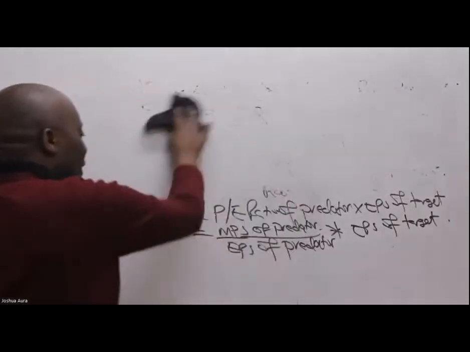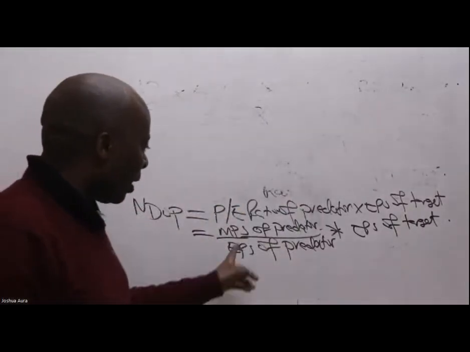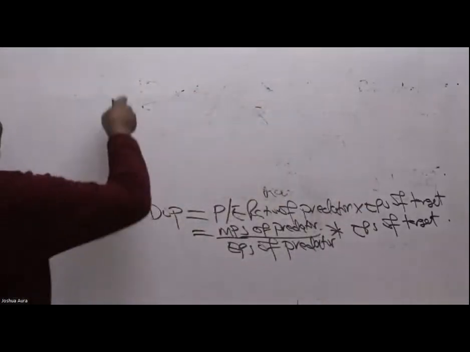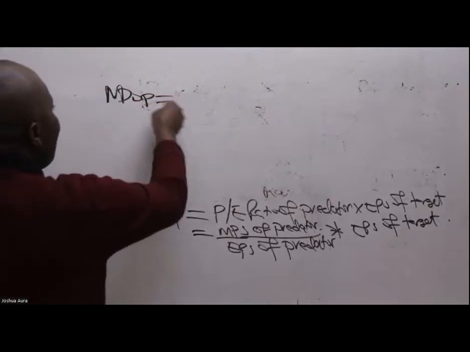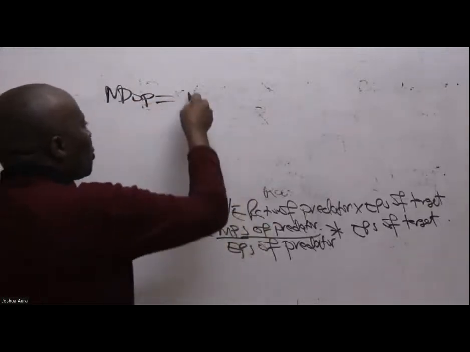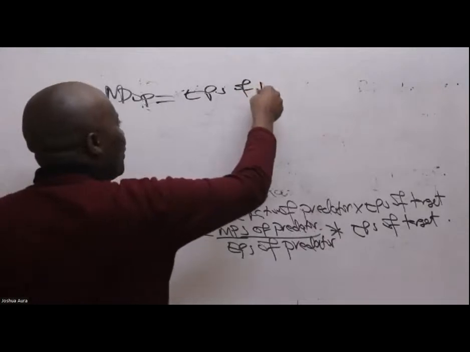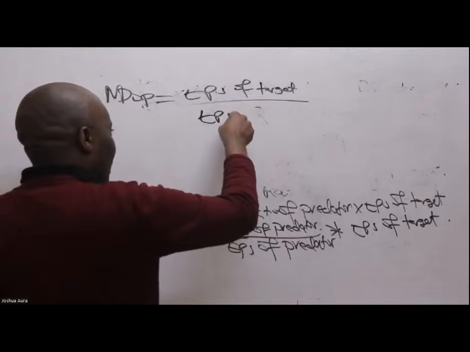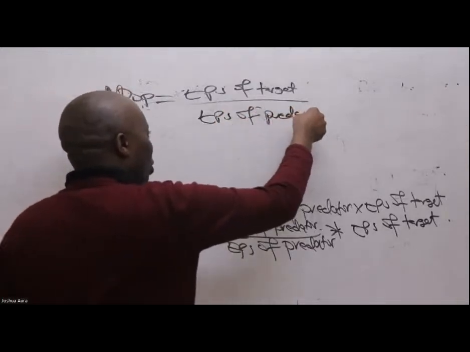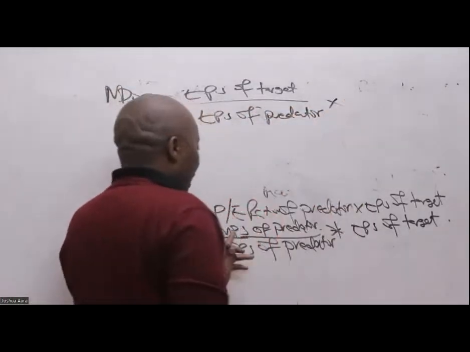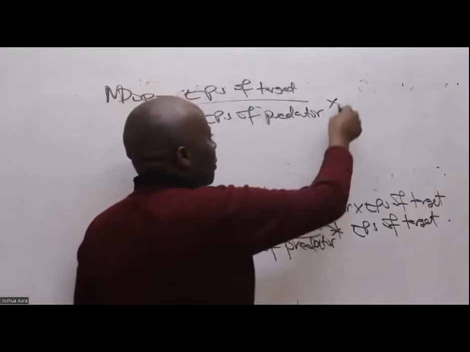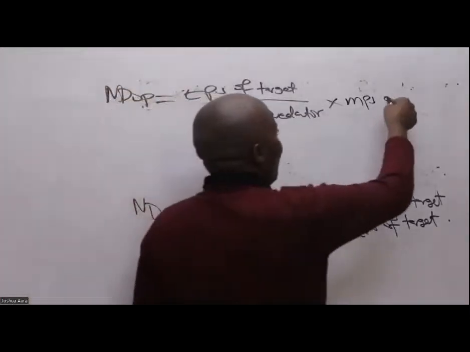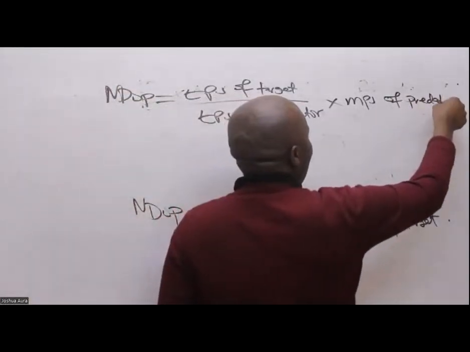Now, ladies and gentlemen, please listen. I would want to swap these. To swap them, this is what we have. I'm swapping positions. So I will talk of EPS of target company all over EPS of predator. And then I can take MPS onto the other side, multiplied by MPS of predator.